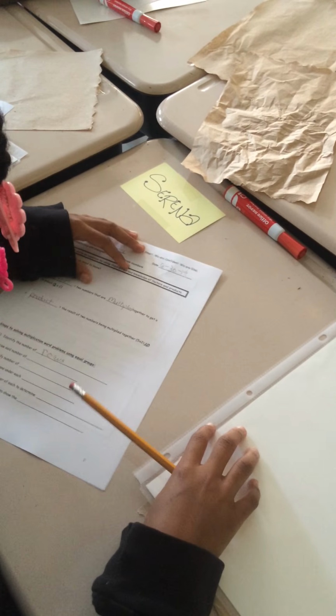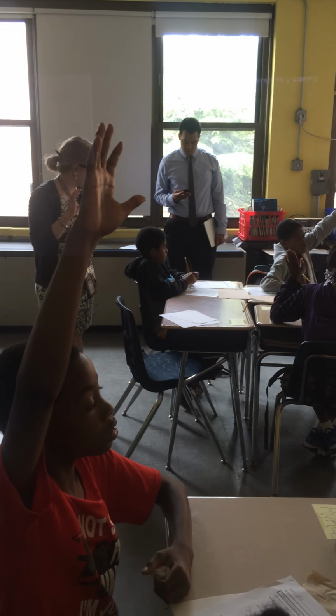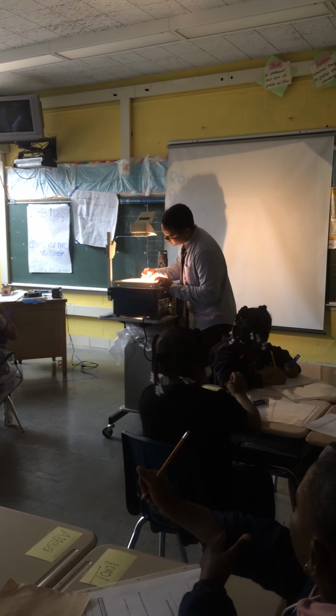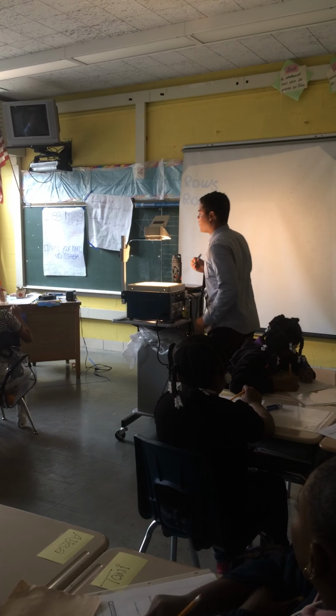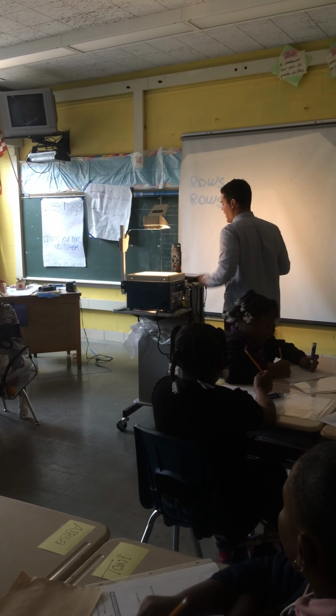Now, when we found out the row, did we draw it or did we spell it out? What do you think we did? What did we do? Rows will go on the second line, okay?